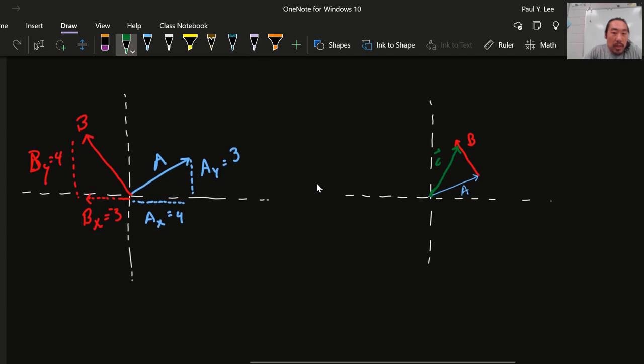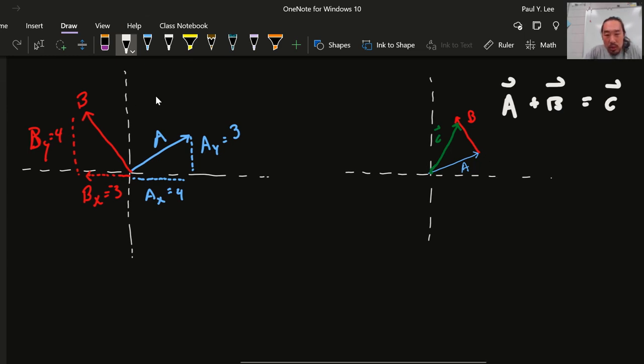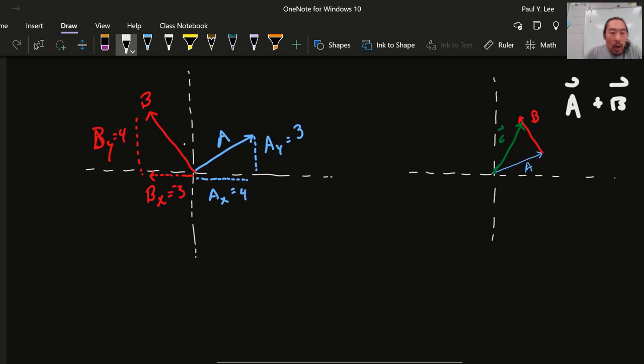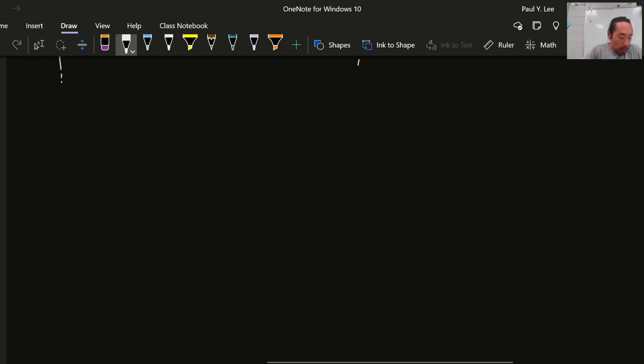Okay. Now, this is how you would use the tip-to-tail method. So if the question is asking, what is A plus B? Right, we know it's equal to C, but numerically now we can figure it out. All right, and that comes with the component addition. So let's take a look over here. We're going to go into the hat notation.